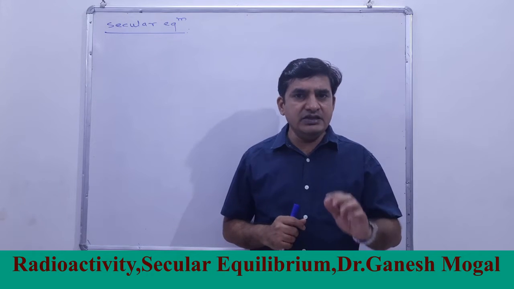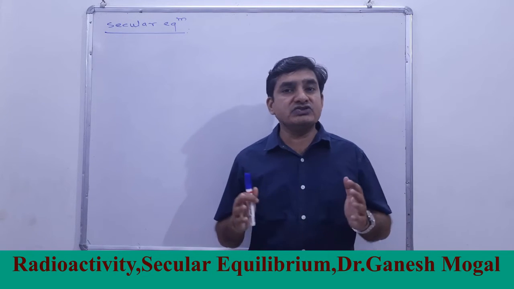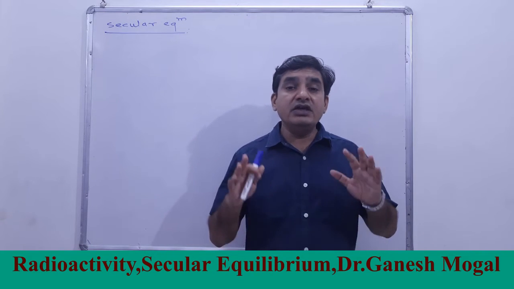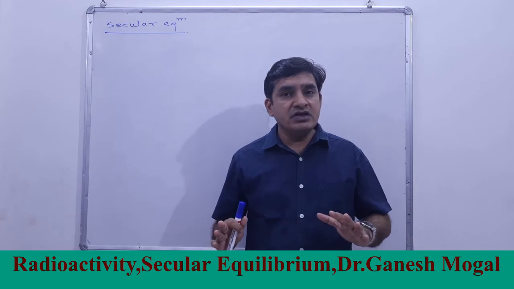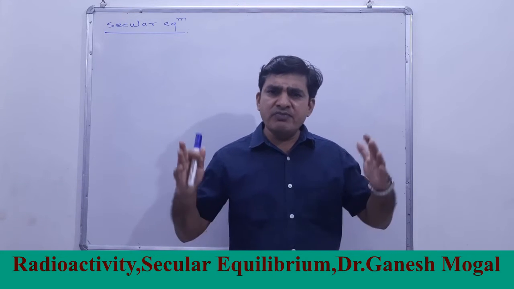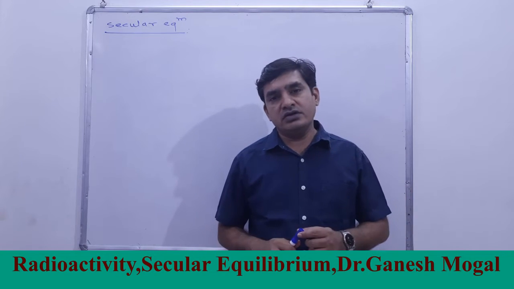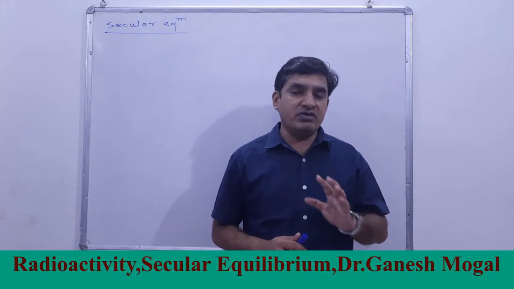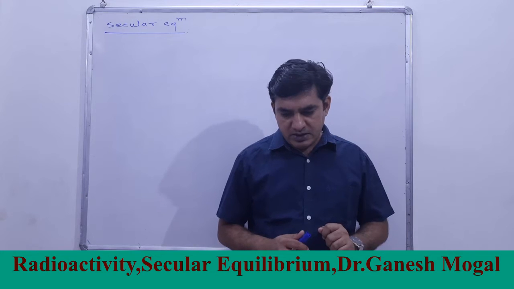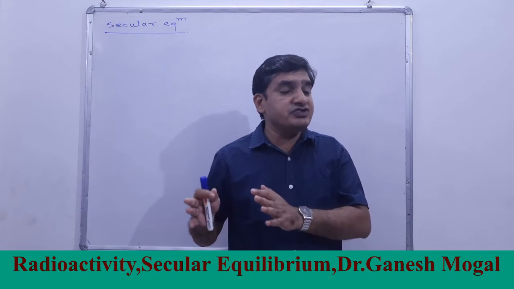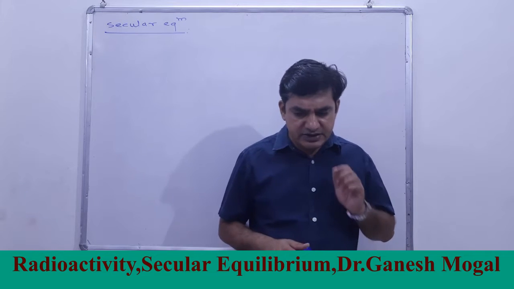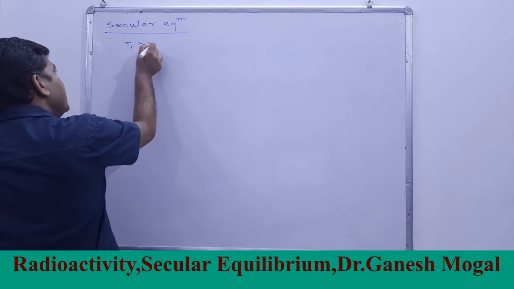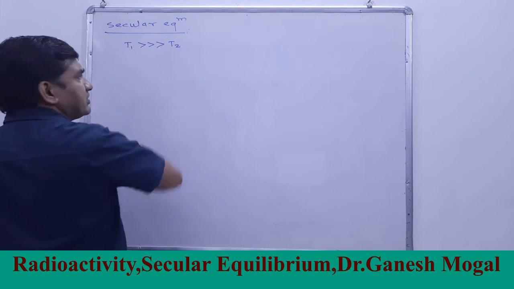Friends, in this lecture, we have to see what the secular equilibrium, or permanent equilibrium, is. The equilibrium in which the parent lives an extremely longer time than the daughter is known as the secular equilibrium or permanent equilibrium. Therefore, we can say that the half-life of a parent is very much greater than the half-life of a daughter.